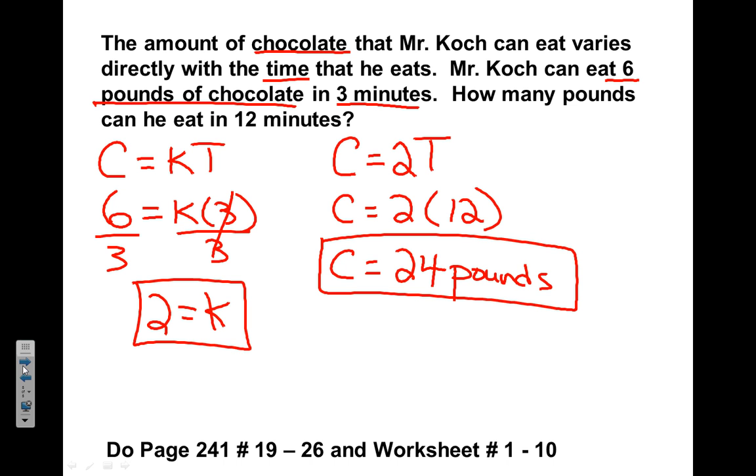So now it's time for our assignment. We're going to be doing page 241, numbers 19 through 26, and a worksheet, numbers 1 through 10.